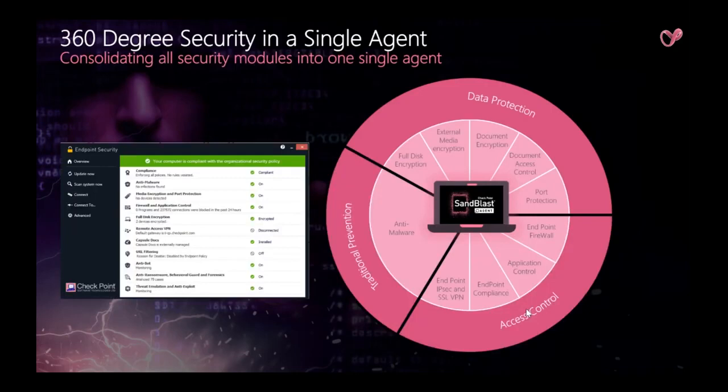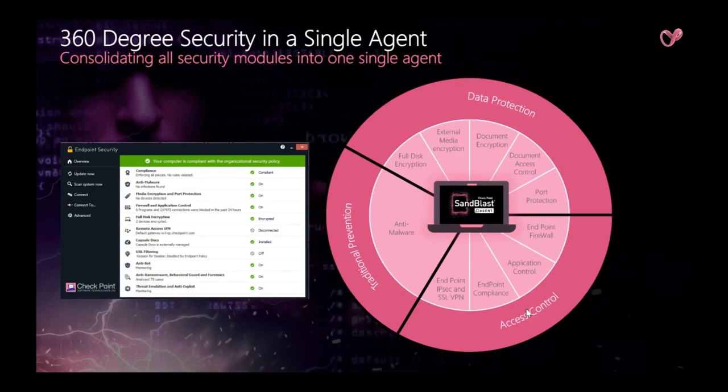And our endpoint protection includes three areas of components: data protection, access control, and threat prevention. Under the data protection, we can protect the data at rest, data in transfer, and data in motion. Everything will be protected using the data protection.